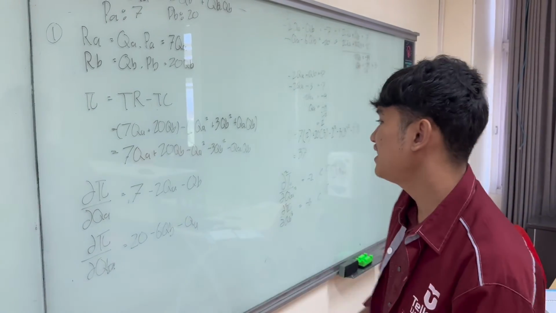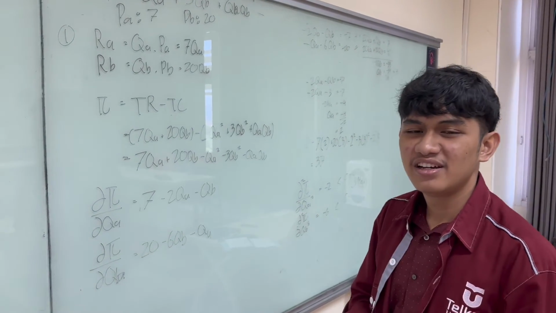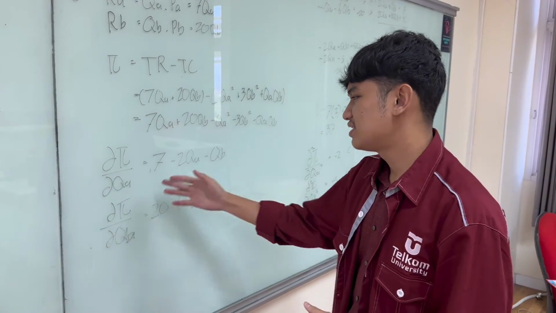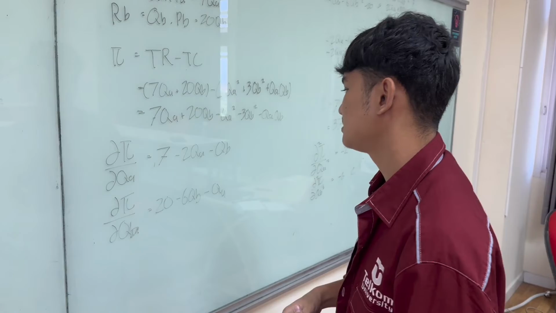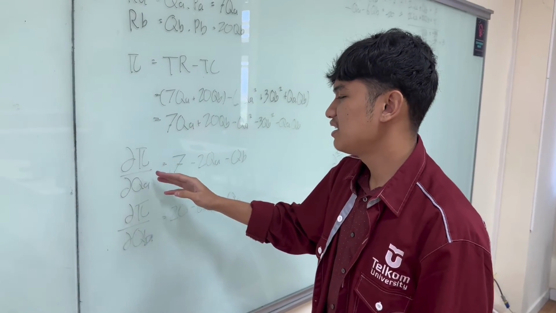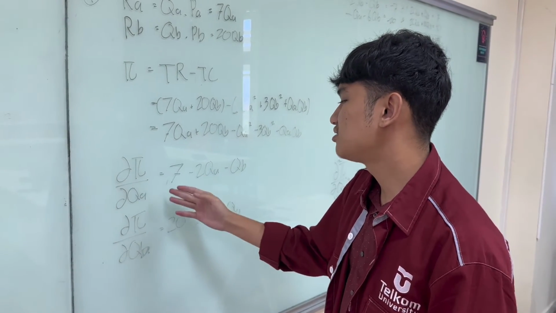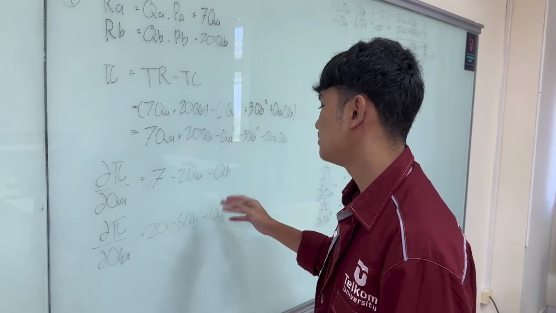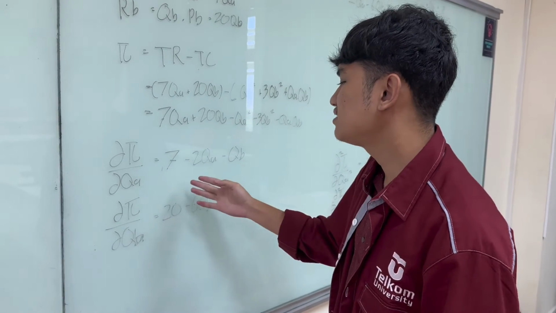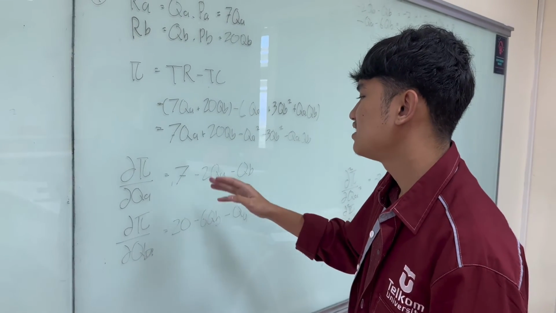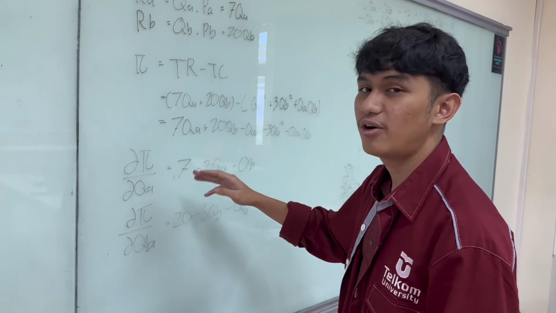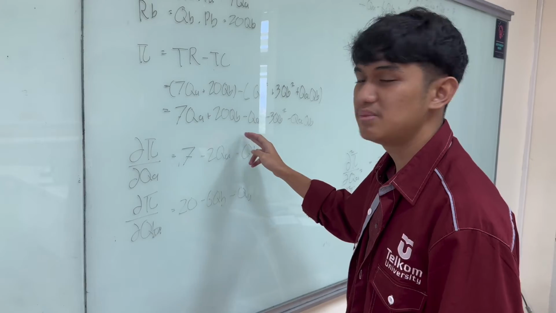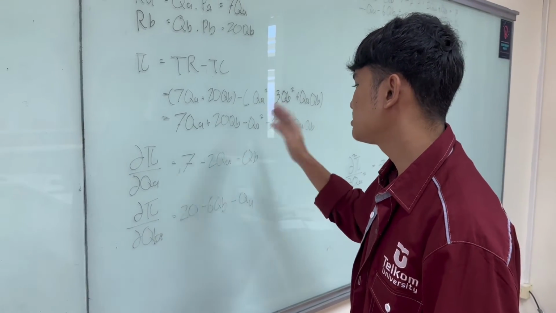After we find the result, we need to find the value of QA and the value of QB with the derivative function. So the derivative of P divided by the derivative of QA equals 7 minus 2 QA minus QB. How did we find this result? We take the terms with QA in them, like 7 QA. The derivative of it is 7. How about 20 QB? Because it has no QA in it, we just forget about it.